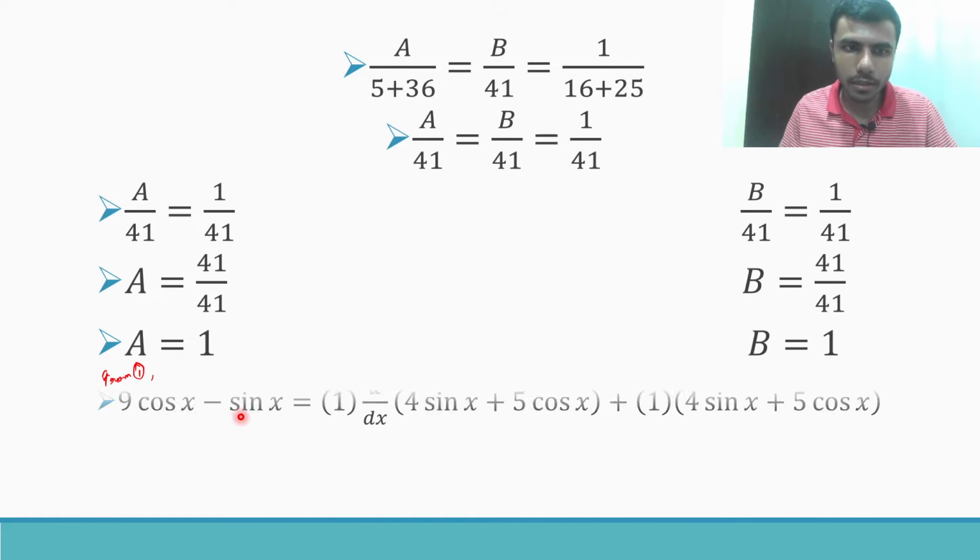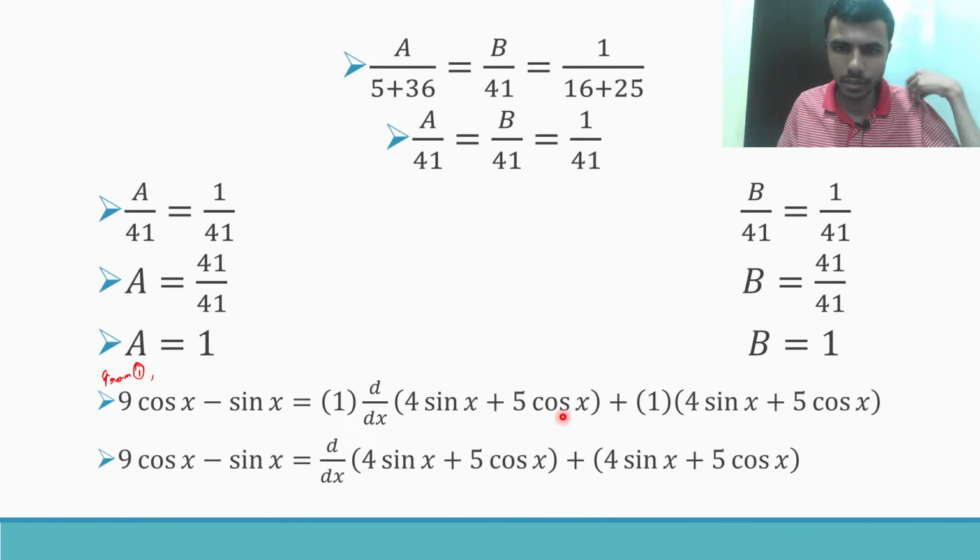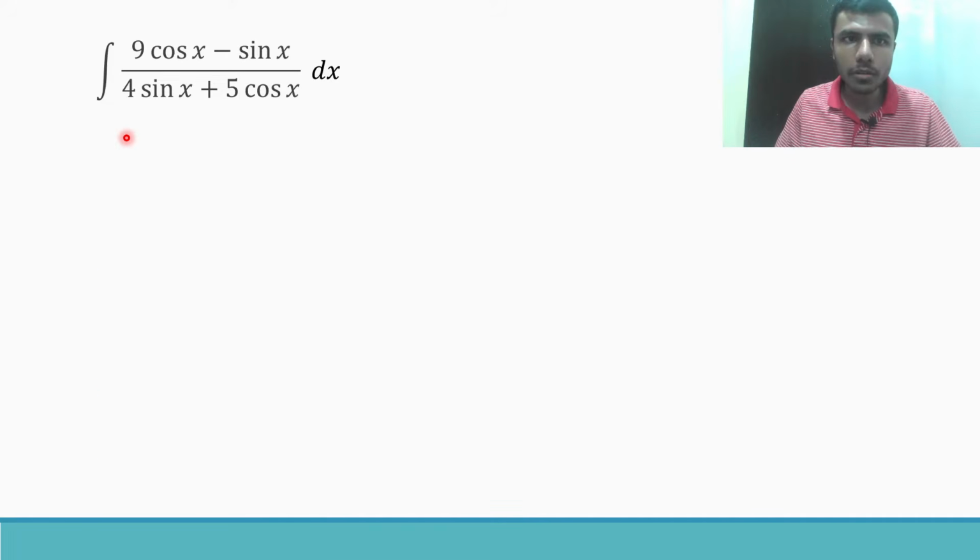If I were to do that, this is what I'd get. Fine. So 1 into anything is the same thing. So derivative of 4 sin x plus 5 cos x plus again 4 sin x plus 5 cos x. This is what I have now. Till now we were setting up things. Now let's go on to find the integral. This is what I need to find out.